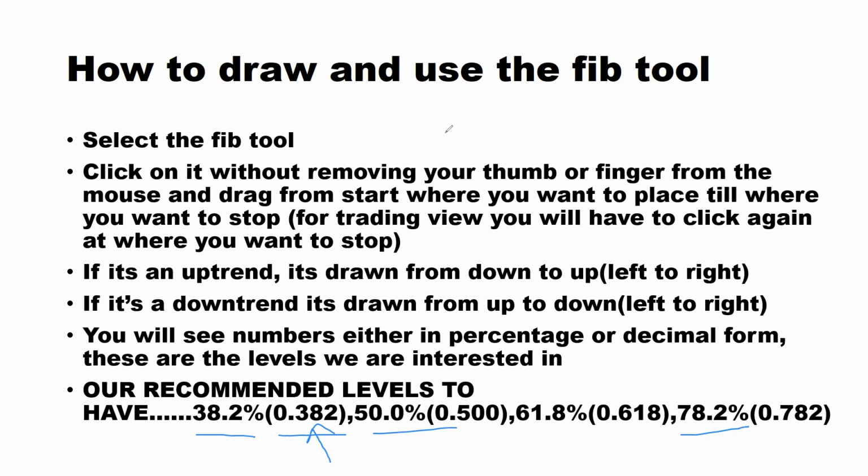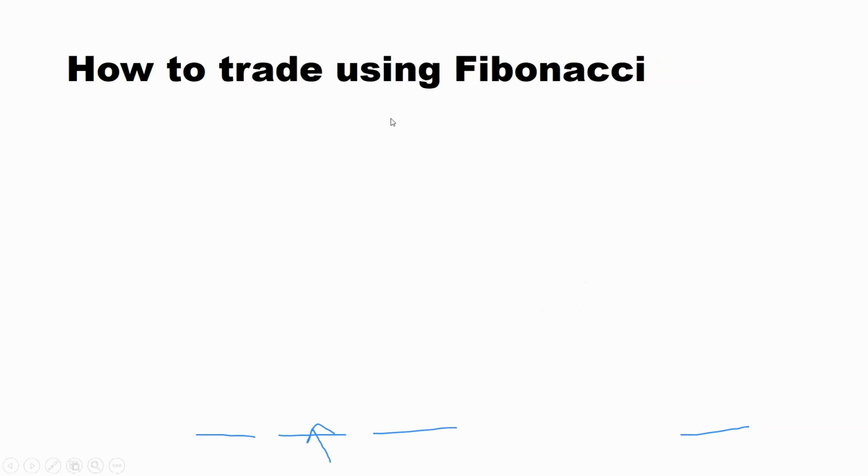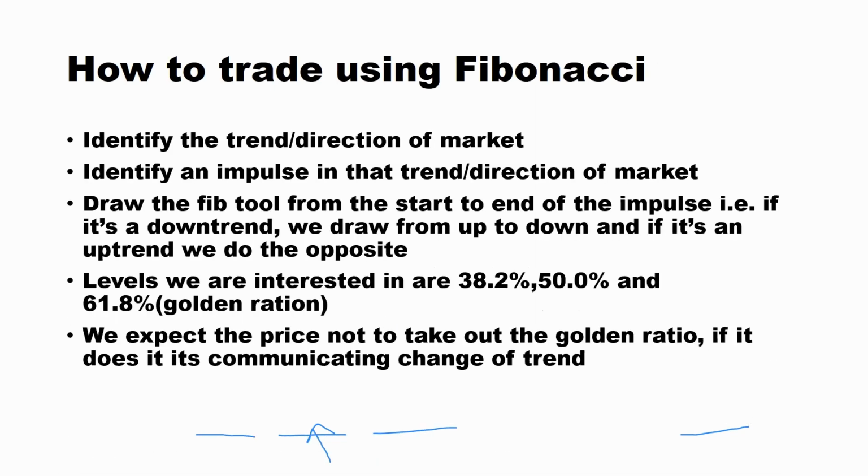And now the next thing we want to know how to implement is how do we use the Fib tool practically. I briefly explained, but now let's clearly see how we use it when you're already on the charts, right? The first thing you're supposed to do is identify the direction of the market, or you can call it identifying the trend. Where is the market trending? Where is it moving? After identifying that, then you can look out for an impulsive move.